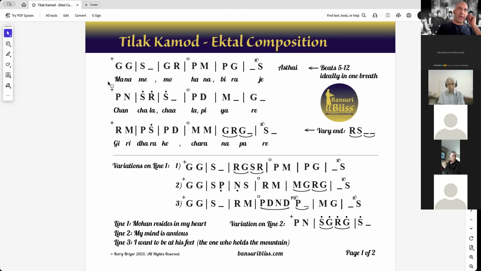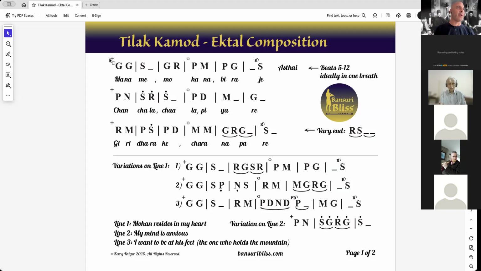So anyway, let's play it as written to begin with. 12 beats. We can see 2 plus 2 plus 2 plus 2 plus 2 plus 2 equals 12. We've got 6 divisions, vibhags, each with 2 matras, beats. We've got a sum on beat 1. Sum is always beat 1. We have a tali, a clap on beat 1. We have a kali, a wave on beat 7.